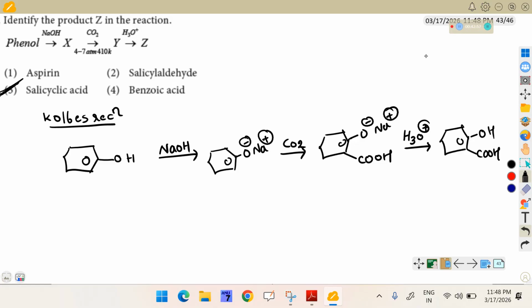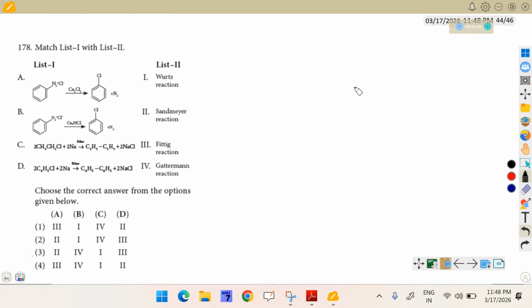Check Kolbe reaction once. Reaction name: benzene diazonium chloride converted to chlorobenzene in the presence of Cu2Cl2. In the presence of Cu2Cl2, the reaction name is called Sandmeyer reaction. In the presence of copper powder, the reaction name is called Gattermann reaction. A2, B4.